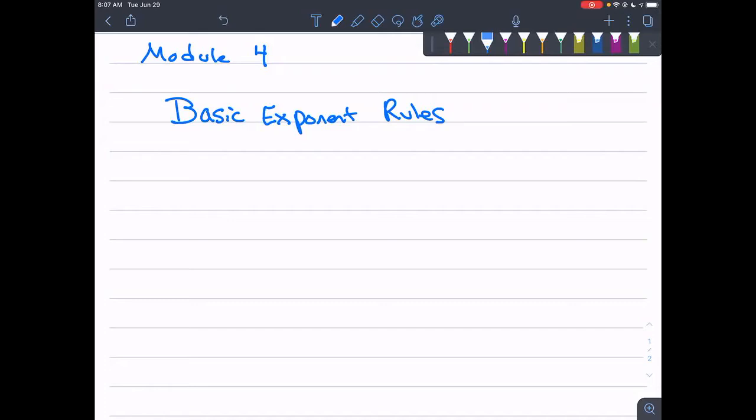Module 4, basic exponent rules. Probably most of you haven't started on module 4 yet. If you have, hopefully this is helpful for you. Basic exponent rules.